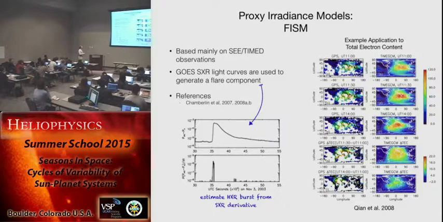So basically you're taking the GOES soft X-ray, you're taking the derivative. This gives you an estimate of the hard X-ray burst. So this would give you very impulsive chromospheric emission. And then you can use this to model the more gradual evolution of the higher temperature component. This has actually been used in applications, where they use these spectra and calculate things like the total electron content, the ionization state of the ionosphere, and how that changes during a solar flare.